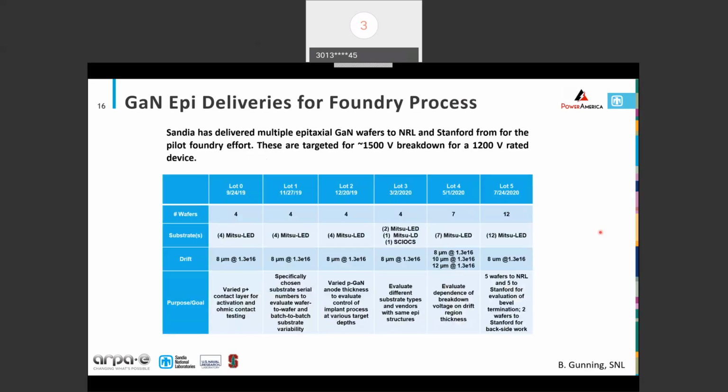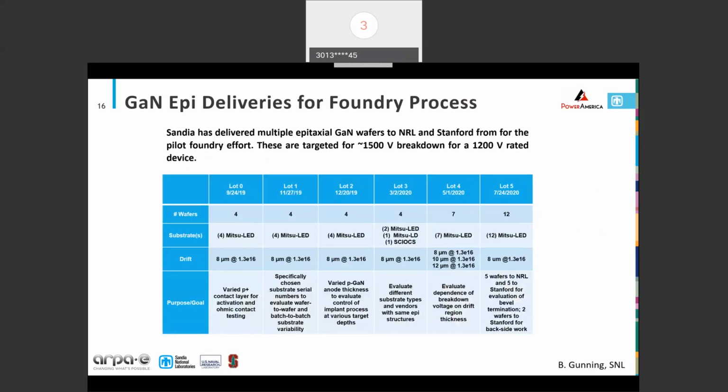As I mentioned earlier, Sandia is doing the growth for this. These are just some deliveries that Sandia has made to NRL as well as Stanford, and Brendan Gunning here at Sandia is leading this growth effort. And we've done some since I made this table as well.